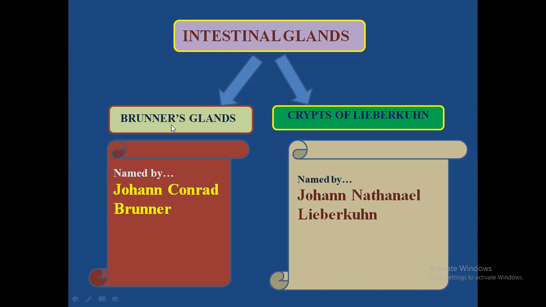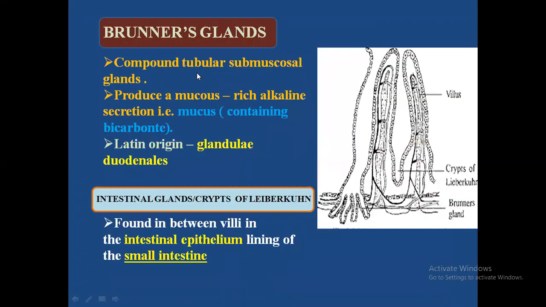So Brunner's glands, why are they called Brunner? These Brunner's glands are named after John Conrad Brunner, a scientist. Based on his name, the glands are named Brunner's glands. And the Crypts of Lieberkuhn are named after John Nathaniel Lieberkuhn. Based on the names of scientists, these glands are called Brunner's glands and Crypts of Lieberkuhn. So first we will discuss Brunner's glands.